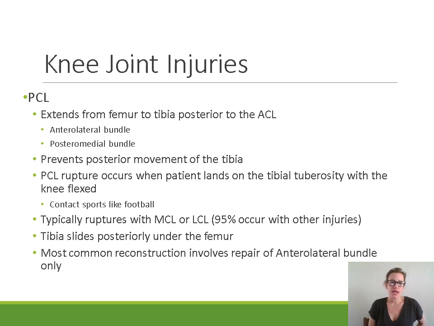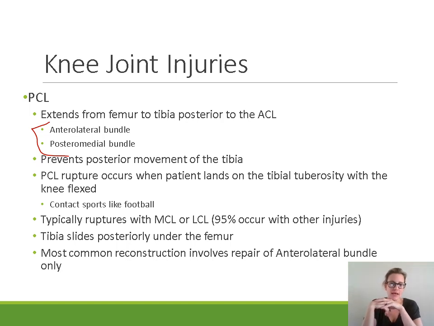Moving on to the posterior cruciate ligament, or the PCL. The posterior cruciate ligament, or PCL, is the strongest ligament that we have in the knee. It extends from the femur to the tibia, posterior to the ACL, or posterior to the anterior cruciate ligament. It actually has two different bands of collagen in it. It has the anterolateral bundle and the posteromedial bundle. So there, again, that's why I said it's kind of Y-shaped. It starts towards the same place, but then it kind of winds down like that as it goes towards the back.